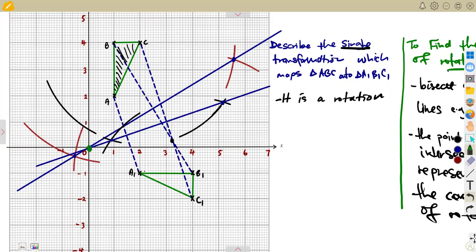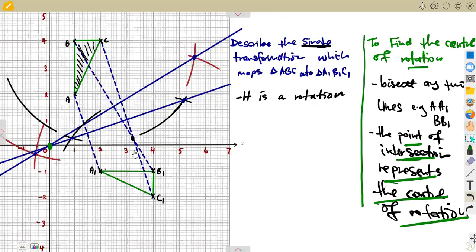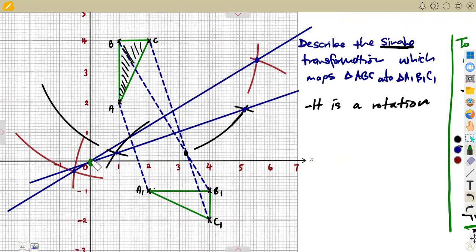At the intersection, which is the point of intersection, let's refer here, the point of intersection represents the center of rotation. So what I'm trying to say is, even if you were to bisect A to A1, you were going to see that the bisector of A to A1 was going to pass through the same point, which is your center. So that is our center. Which point is it? It's at the origin. So that is the center about the origin.